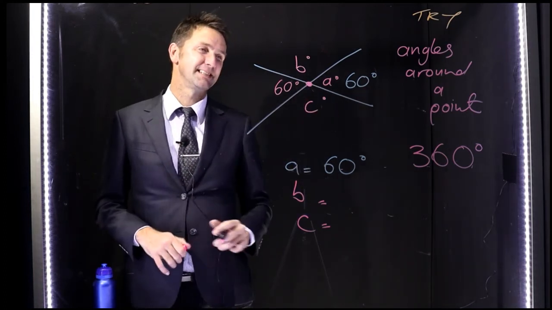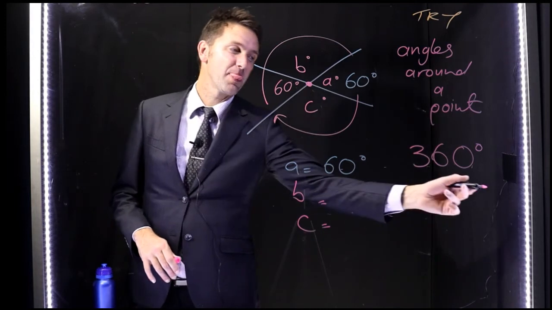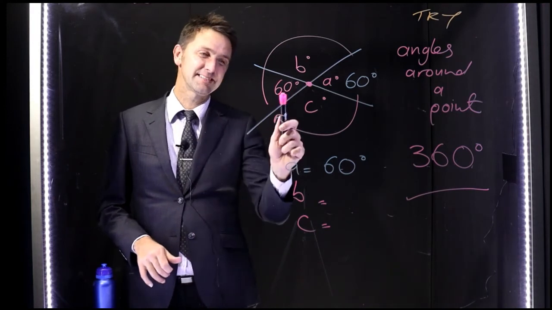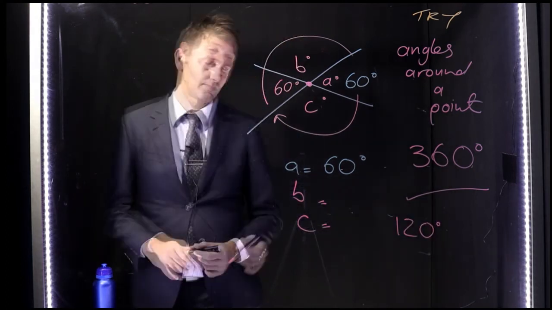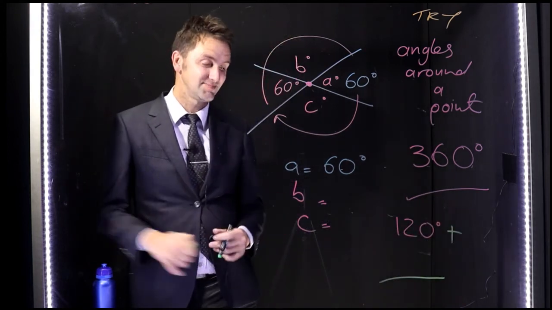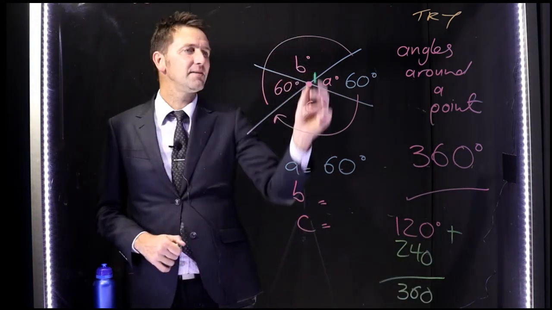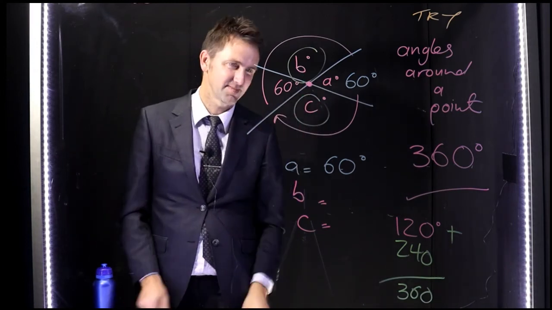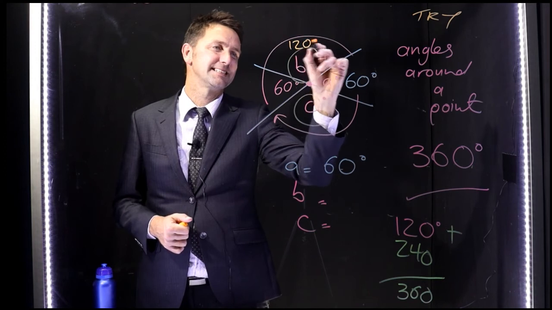Well, just remember this. If these are all angles around a point, and they are, altogether they're going to equal 360 degrees. So you already know that this angle is 60 and that's 60, so that's going to be 120 degrees already. Now, to get to 360, that's going to be 120 plus 240. So this angle here plus this angle here must equal 240, which means they're going to be 120 degrees each.